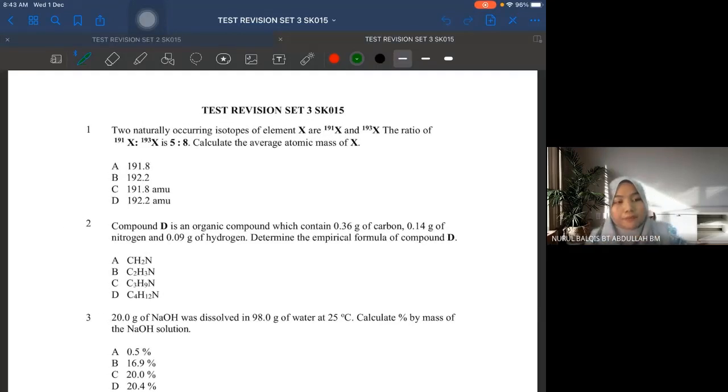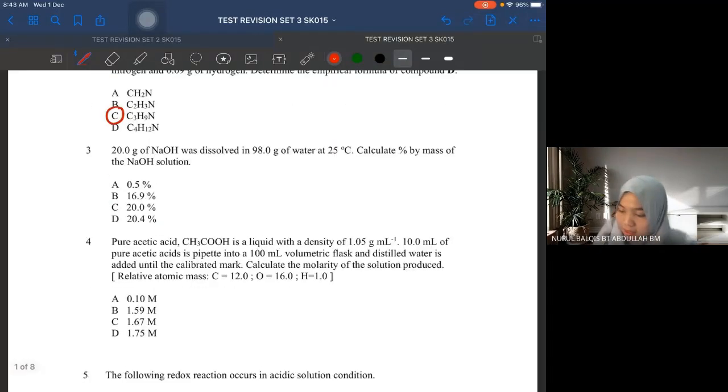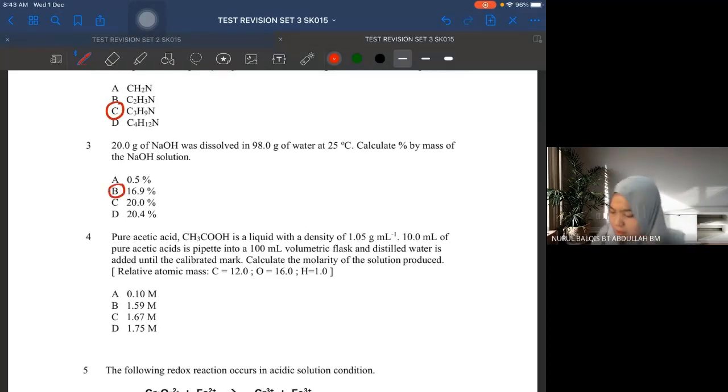Okay, set 3. Number 1, the answer should be D. 2C, 3B, 4D.